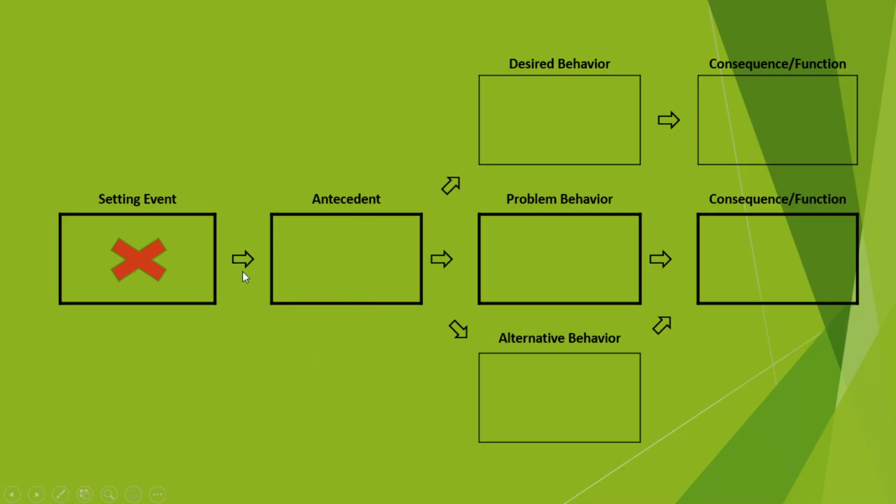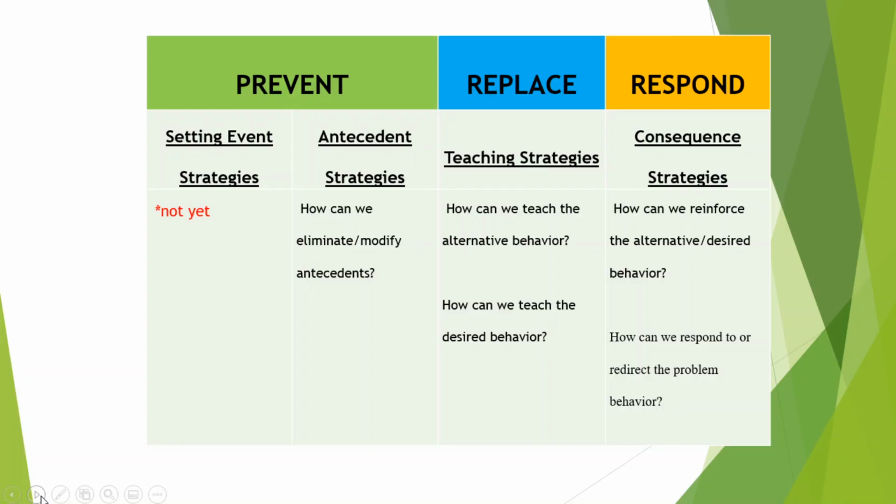So then on your own, you'll be using that information to fill out a competing pathways diagram. Again, we weren't really given information on the setting event, so you do not need to fill that out. And then after that, you'll be creating your own prevent, replace, and respond strategies. So when you're thinking about prevent strategies, think about how can we eliminate or modify antecedents. For replace, how can we teach alternative behavior? And how can we teach the desired behavior? For respond, how can we reinforce the alternative or desired behavior? And how can we respond to or redirect the problem behavior?